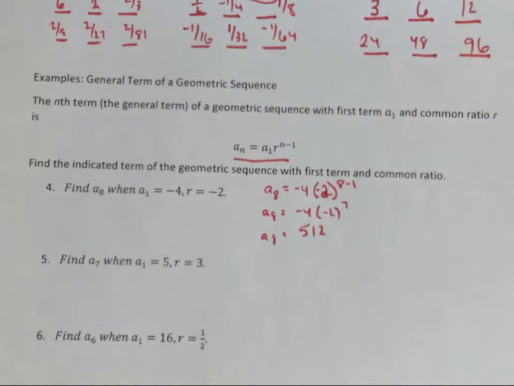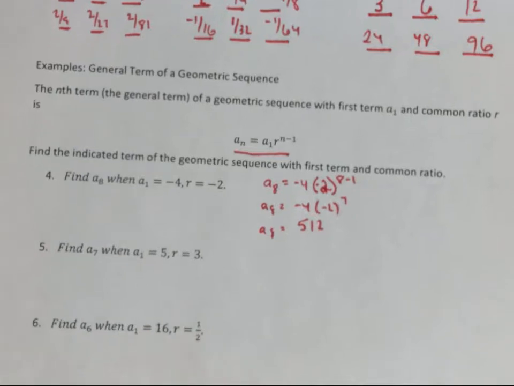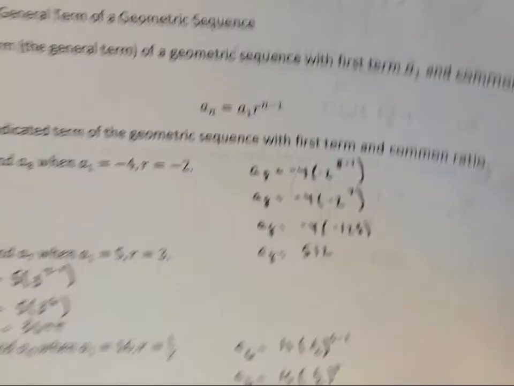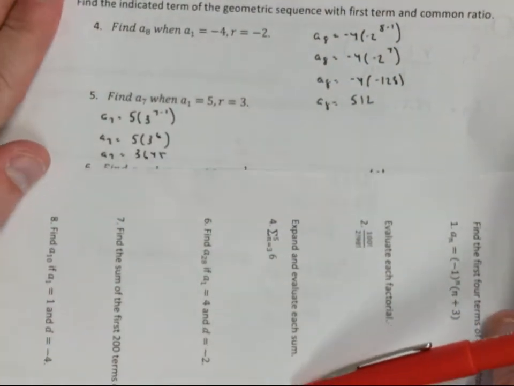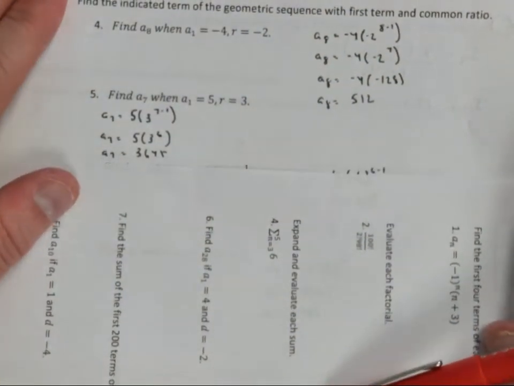What did y'all get on number 5? 3,645. Very good. 3,645. Y'all good on that one? This is what I got. There's my work for number 5.